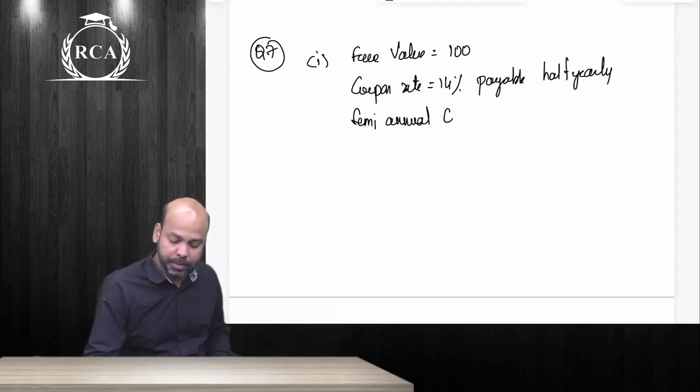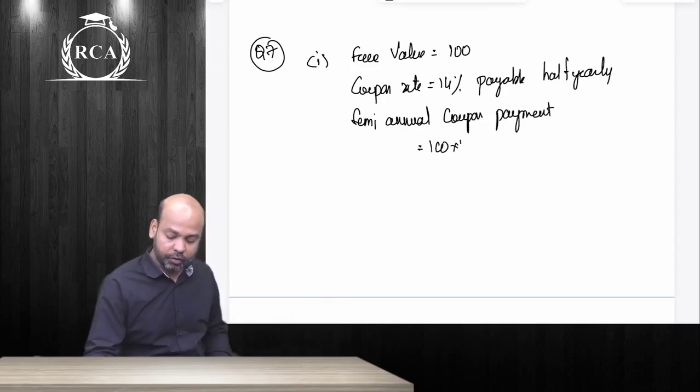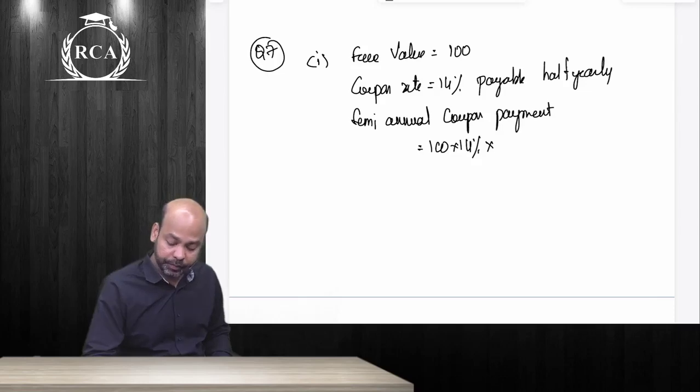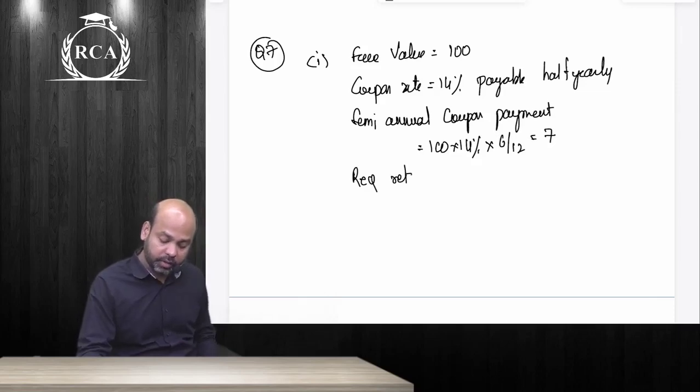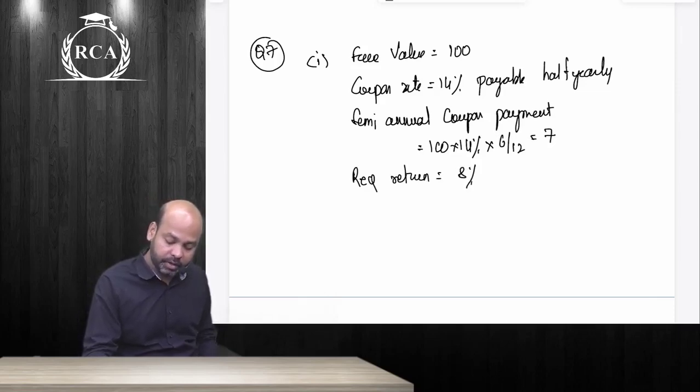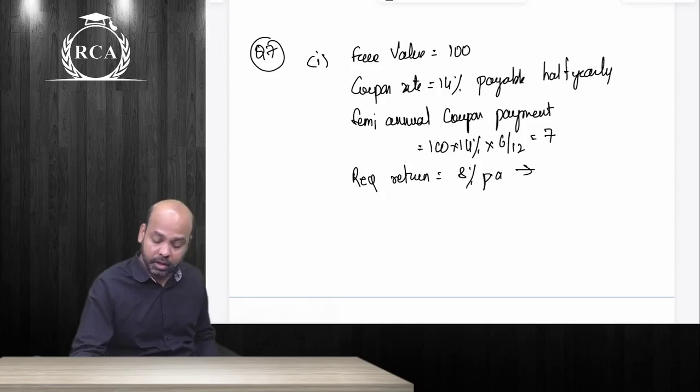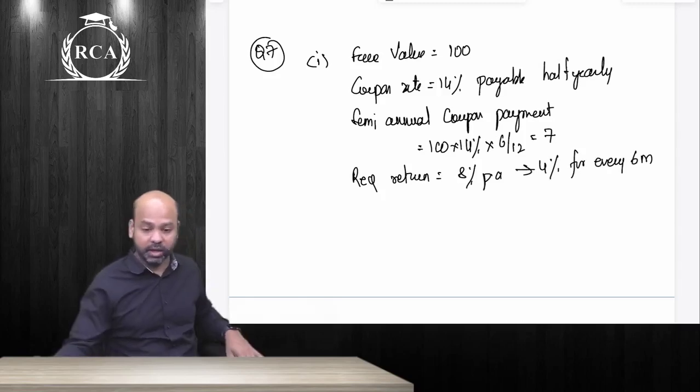Semi-annual coupon payment, guys, is going to be 100 into 14% into 6 by 12, that is 7 rupees. Your required return is 8% per annum, so that will be 4% for every 6 months. I told you, you will directly divide the discounting rate. Do not use the concept of effective yield and all of that.